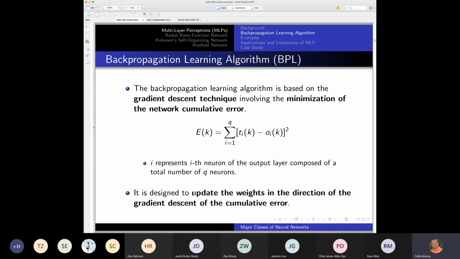Look at this particular definition. We would like to update the weights in the direction of the gradient descent of the cumulative error. So what we would like to do, we have an error, and we would like to minimize that error. So an error, let's say, in a certain type of shape, we would like to take that error from a certain location of the error surface to the lowest point of that particular error. So it's again an optimization algorithm. So the backpropagation learning algorithm is an optimization algorithm that is meant to minimize the error of the system.